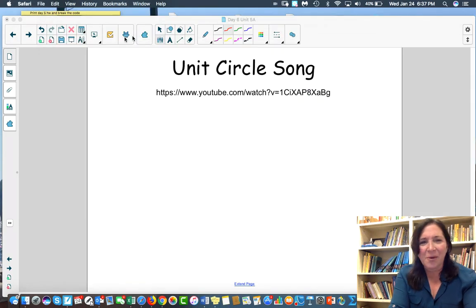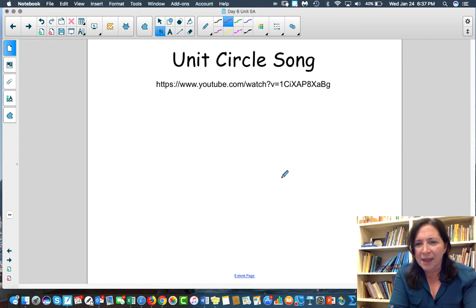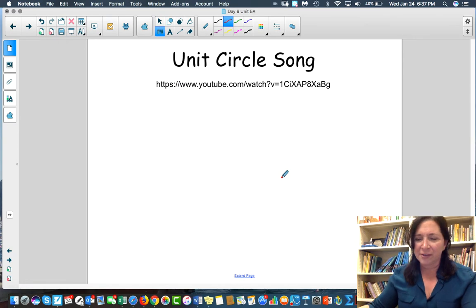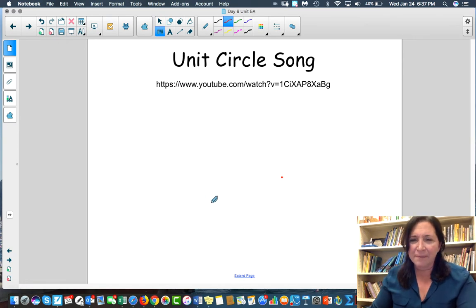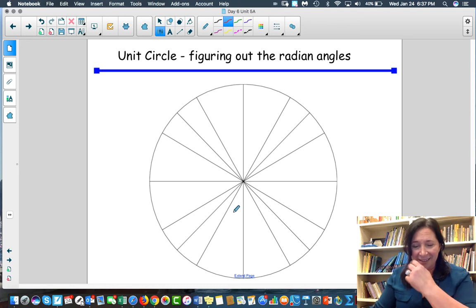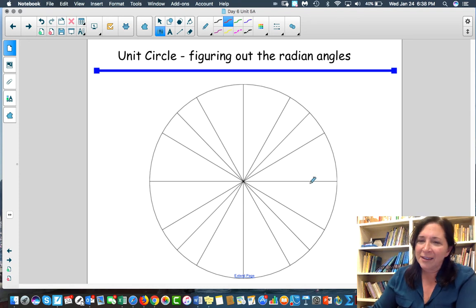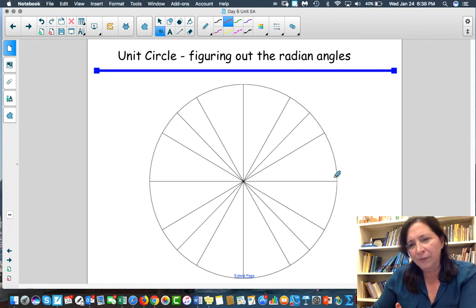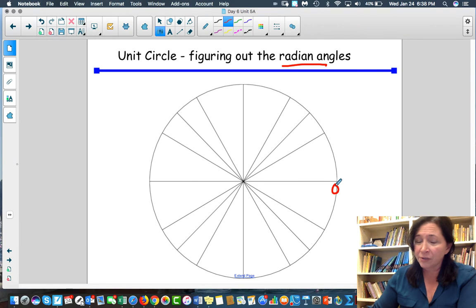Okay, so I really love that song. I think that it is a great song for you to learn and to just listen to over and over again. And it will help you because here we are with our unit circle. If I was to go around my unit circle, I'm going to talk about radian angles. I want to start with 0, not 0 degrees, 0. And then we have pi over 6, pi over 4, pi over 3, pi over 2.